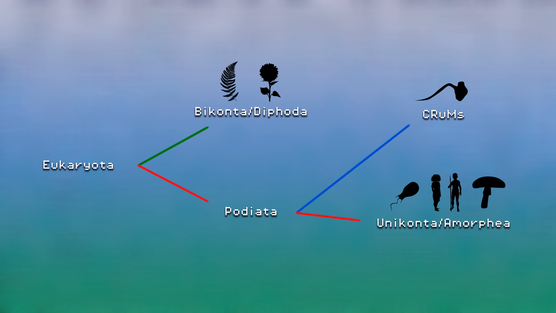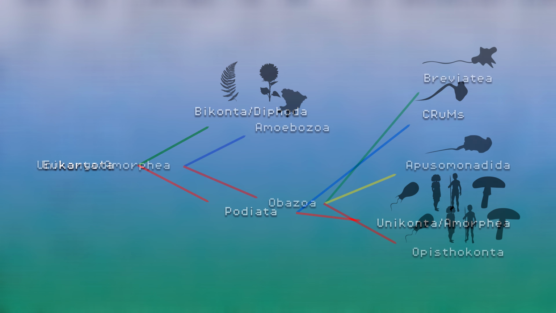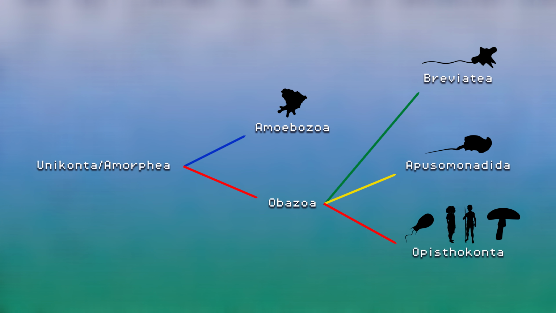There would be several branches occurring between 1.4 and 2 billion years ago when the eukaryotes diverged, branching into diphoda or the biconts, which became land plants and algae, and podiata, which includes things such as animals, protists, and fungi. Podiata then branched into crumbs, a clade containing protozoa such as Collodictyonidae and Mantamonadidae, and Uniconta, or Amorphia. 1.4 billion years ago, Uniconta split, separating the amoebozoa from its sister clade Obozoa. Then 1.3 billion years ago, Obozoa split to include Breviatia, Aposomonadia, and the clade Opisthoconta.